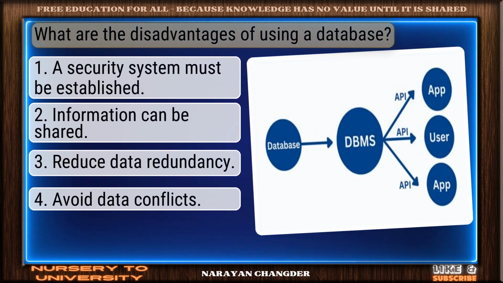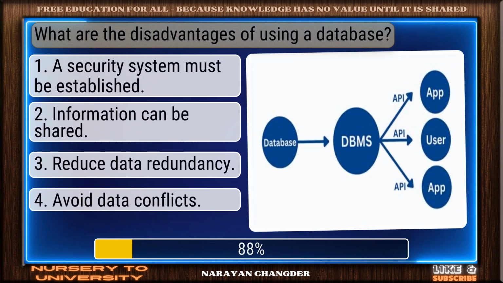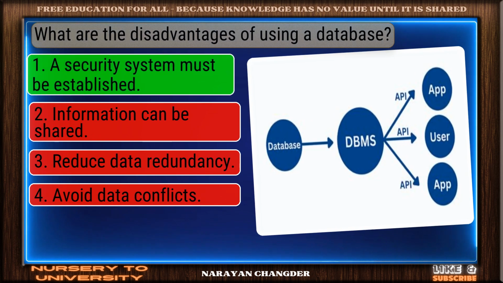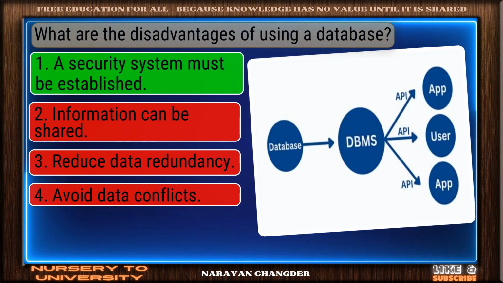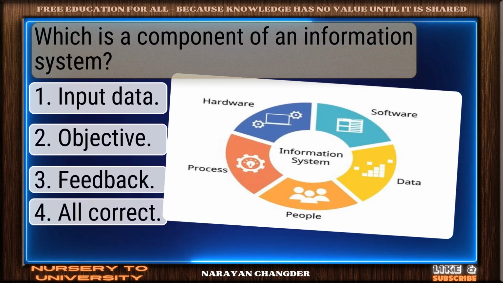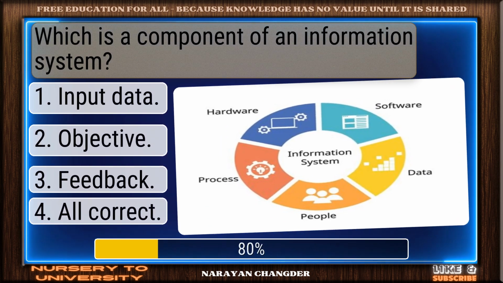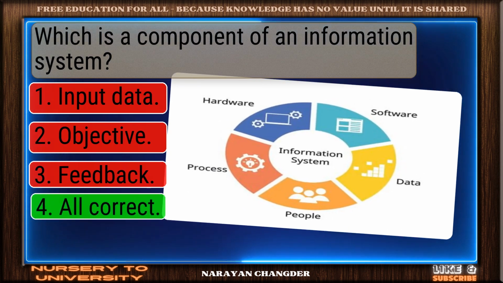What are the disadvantages of using a database? You chose a security system must be established, and it is correct. Which is a component of an information system? Strong choice. All correct is the right answer.